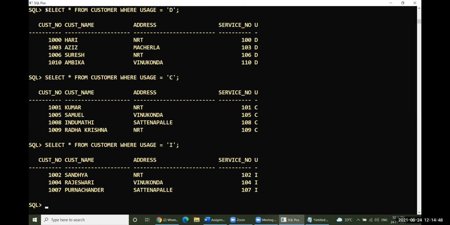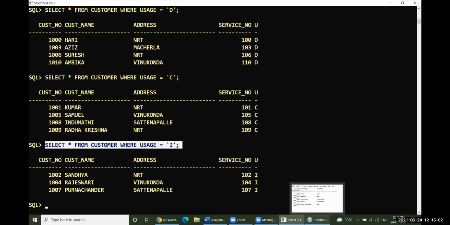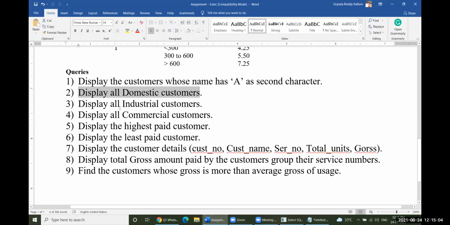So these are the domestic customers. In this way, you have to display, and these are the commercial customers. In this way, you have to display, and these are the industrial customers. In this way, you have to display. Now, industrial customers and commercial customers.